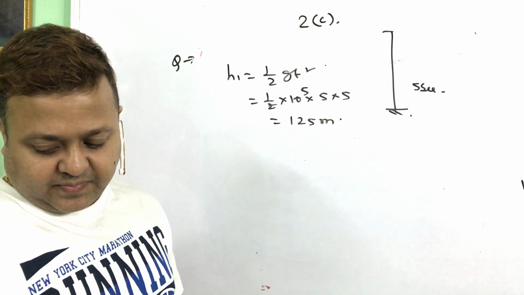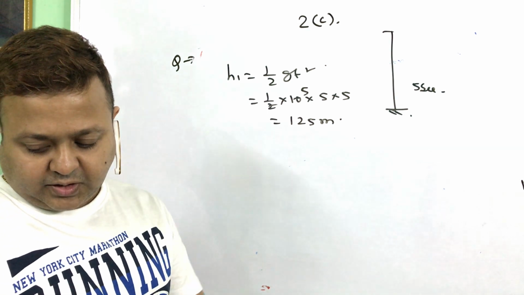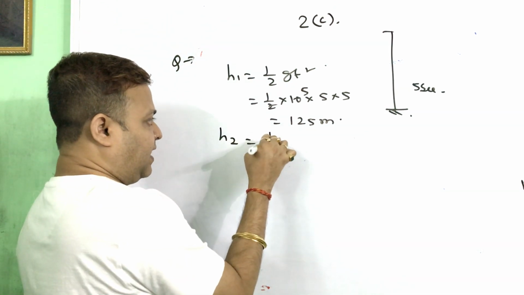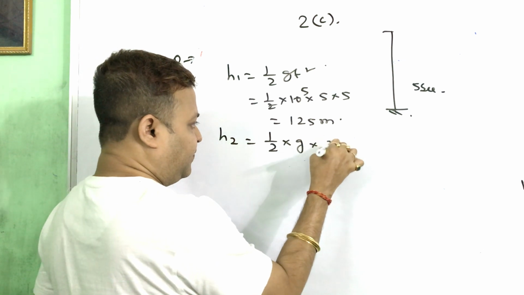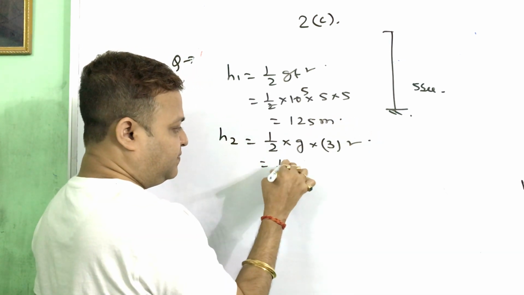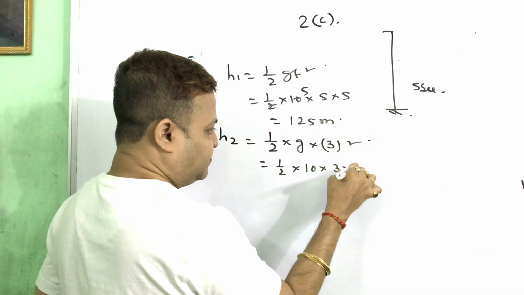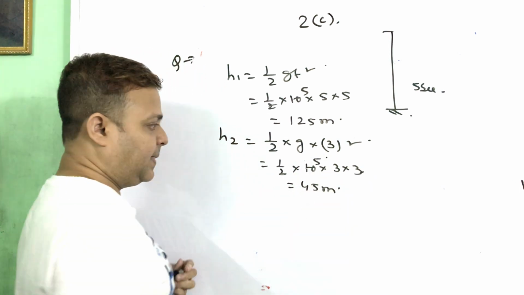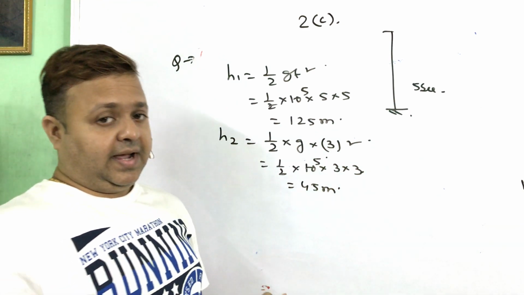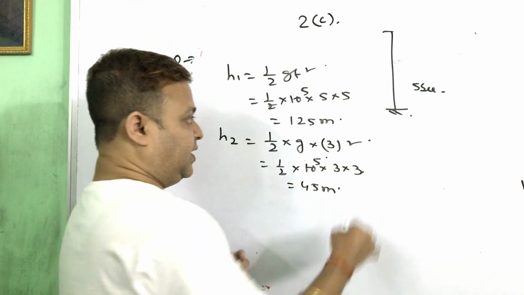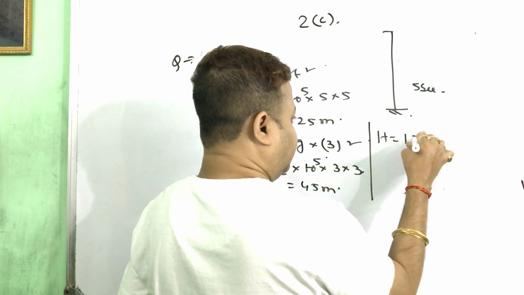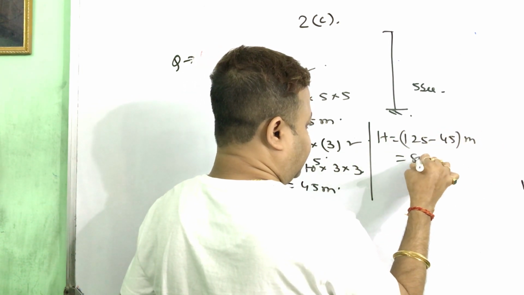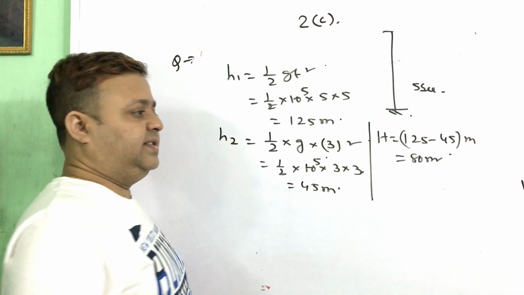After 3 seconds of dropping, it is stopped and allowed to fall again. After 3 seconds, the height fallen by the ball is 45 meter. It is stopped and again allowed to fall. So the rest height becomes 125 minus 45 meter, that is 80 meter.